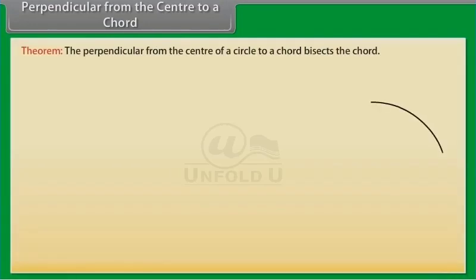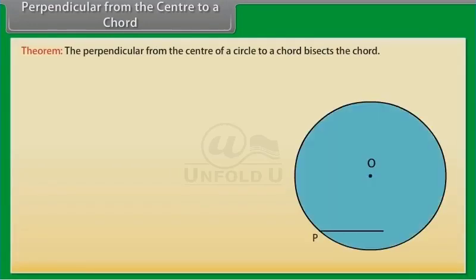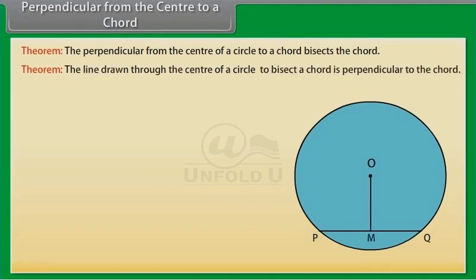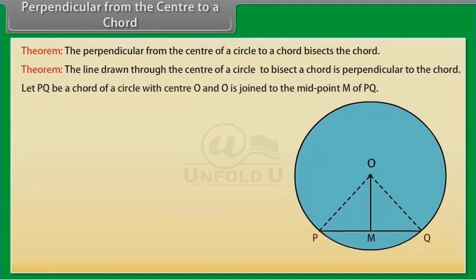Perpendicular from the center to a chord. The next theorem says that the perpendicular from the center of a circle to a chord bisects the chord. Its converse is: the line drawn through the center of a circle to bisect a chord is perpendicular to the chord. Let's prove it.